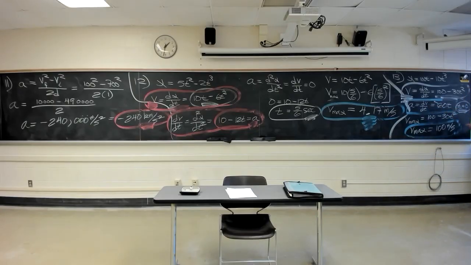Where is the acceleration going to be equal to 0? At t equals 0 is where that's going to happen. So that's where the acceleration is equal to 0, and that is when you're going to get the maximum v. Put t equals 0 into the equation for v, and that will be v max.